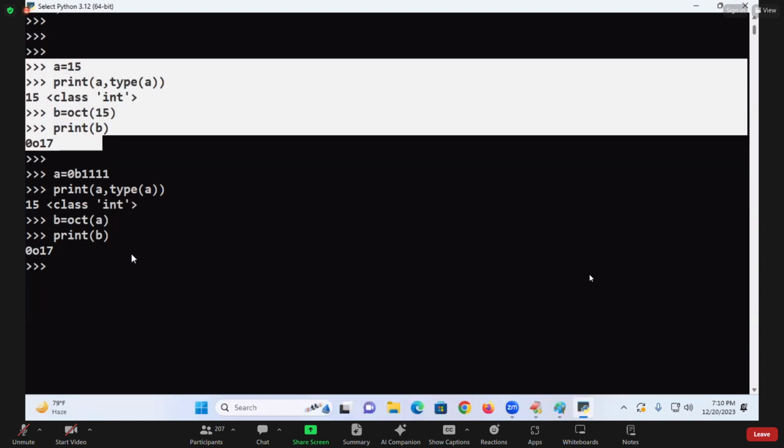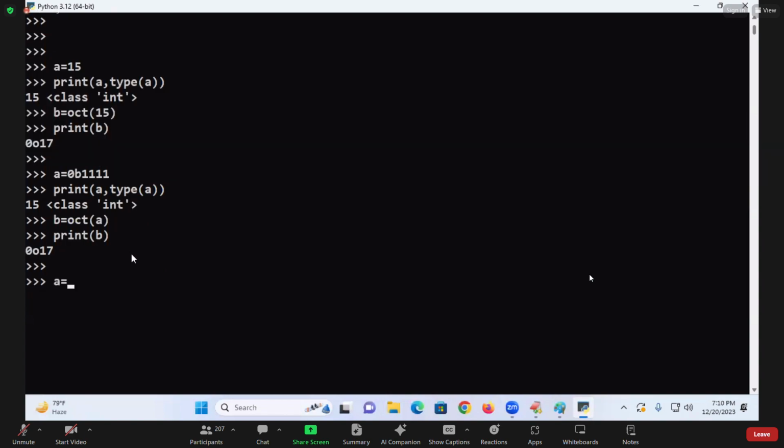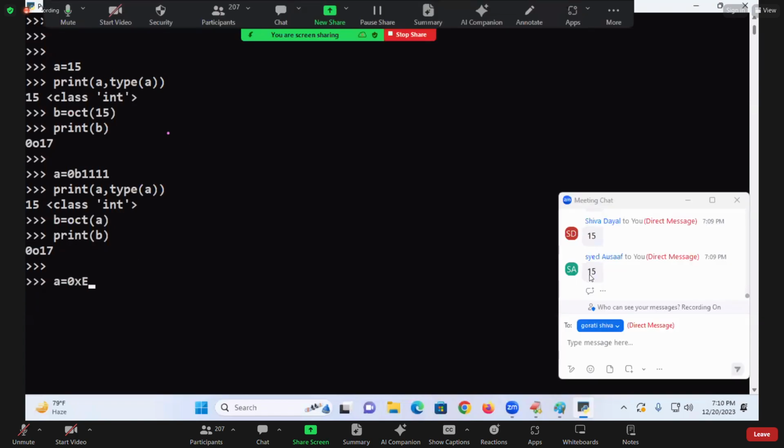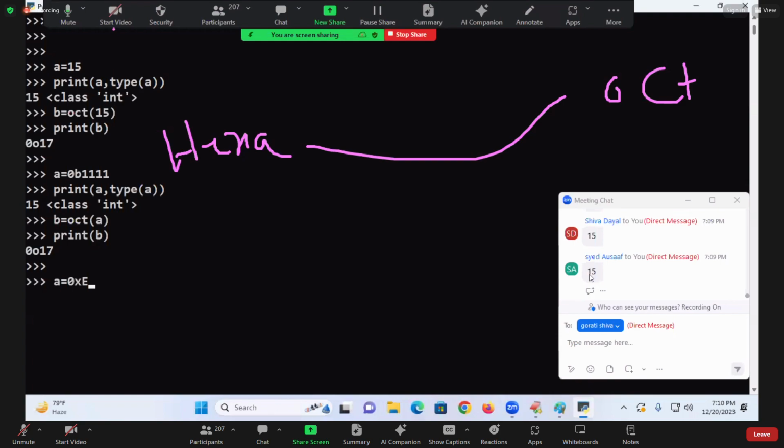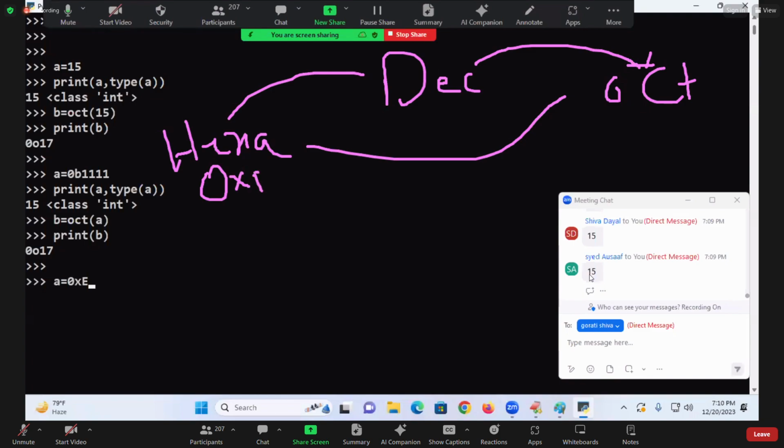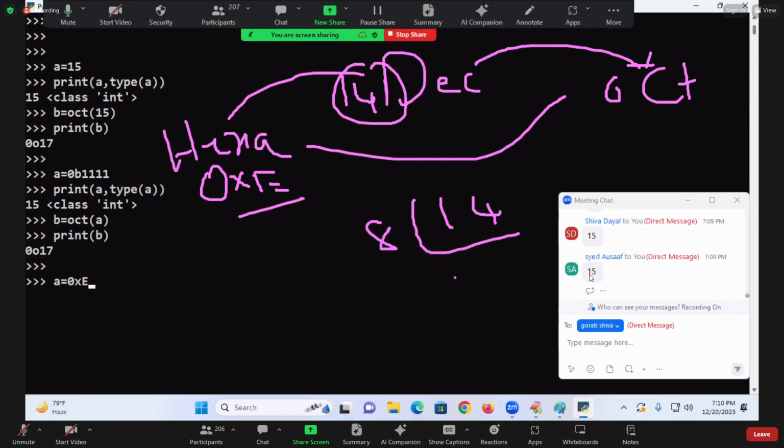Decimal to octal. Next I am going to say A is equal to 0xe. Take the conclusion: hexa to octal. No need to have any tension there. Hexa to dec, then dec to octal. 0xe, E is nothing but 14. 14 to octal means like this: divide by 8, the remainder is 6, and then 1. What is the answer now?